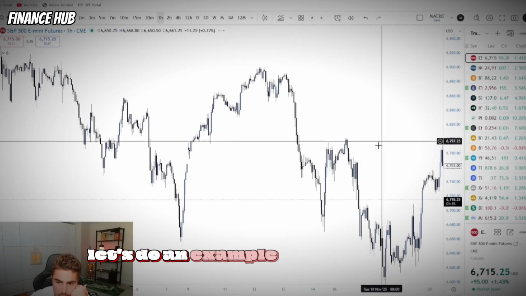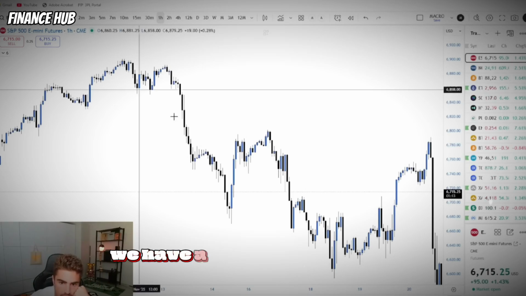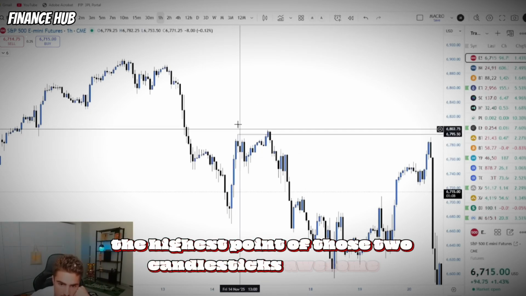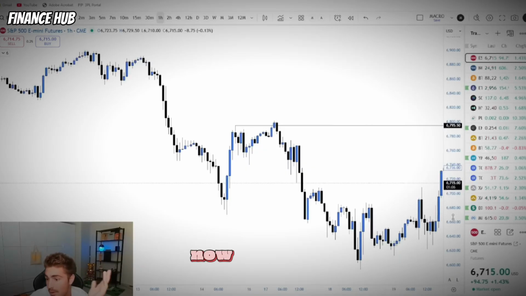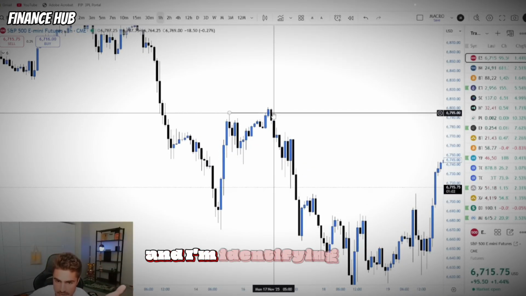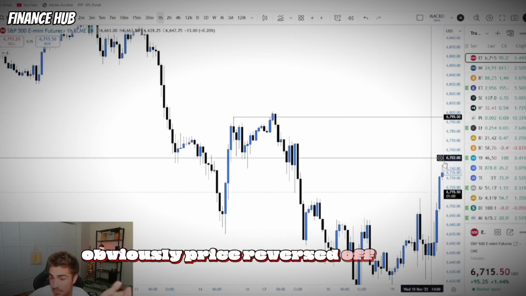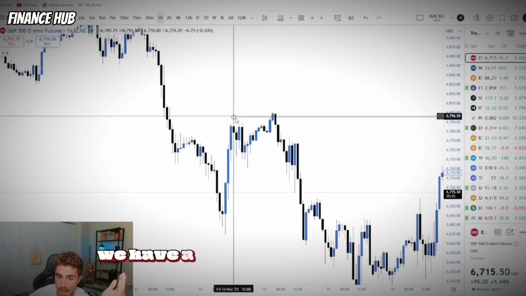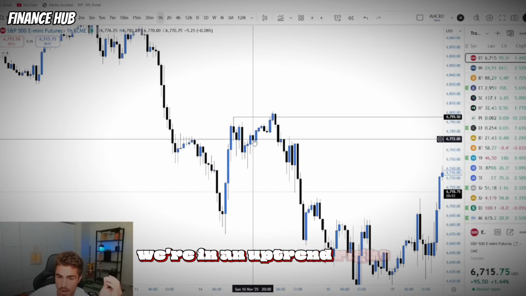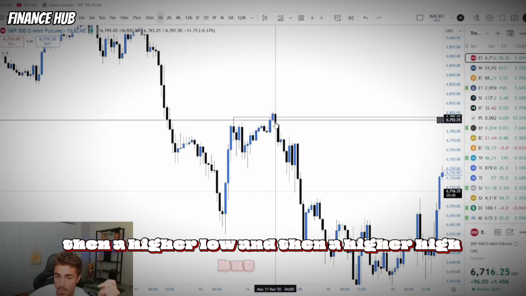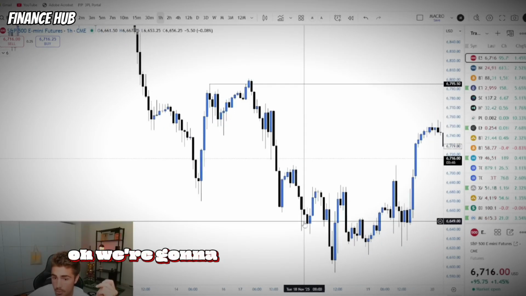Let's do an example right here, okay? We have a high right here. A move up, then a move down, the highest point of those two candlesticks, awesome. We mark it out with a little line. Now, obviously, this is cherry picked because I'm getting on the charts and identifying where price reversed, but it's proving the point here. So look, we have a high and then awesome, we're in an uptrend, right? We have a high, then a low, then a high, then a higher low, and then a higher high, but oh no, we're gonna reverse off of that.